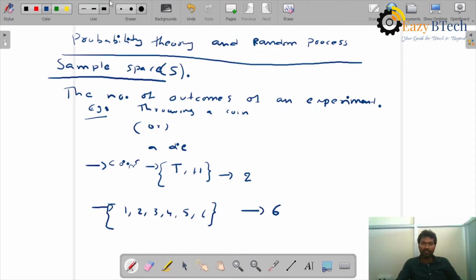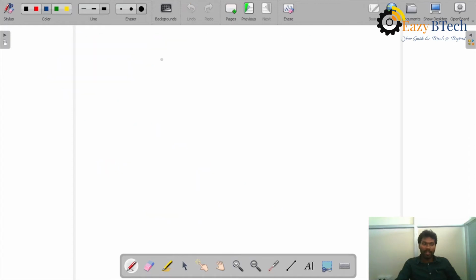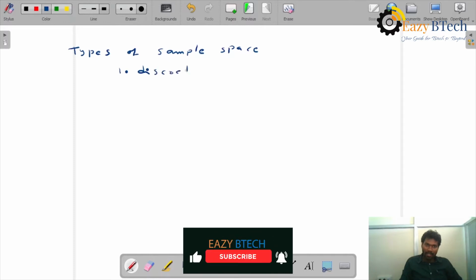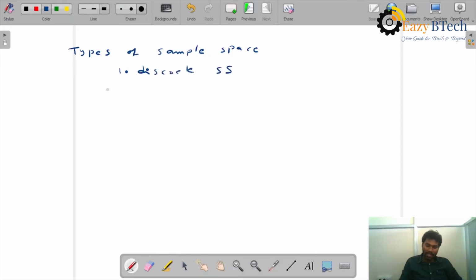Moving on to the next concept: types of sample space. In signals we have continuous signals and discrete signals. Here also we have two types. One is the discrete sample space, and the second one is the continuous sample space.